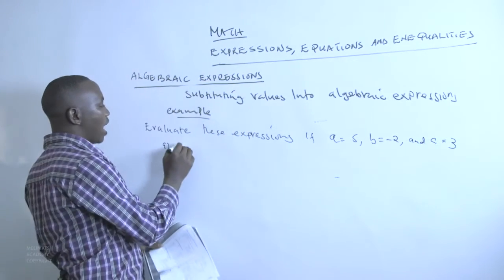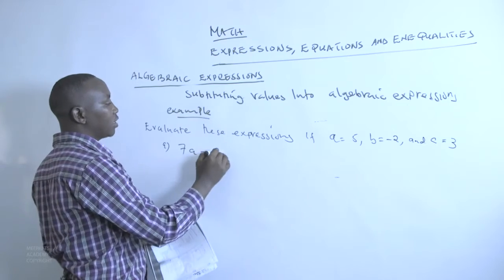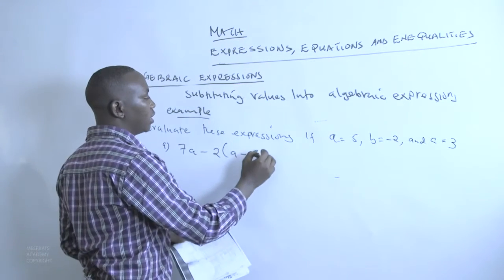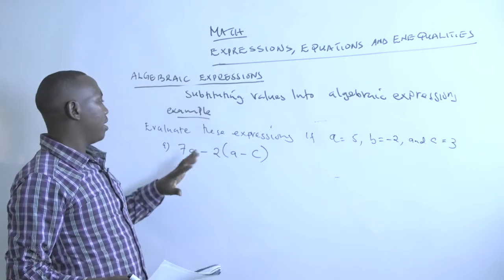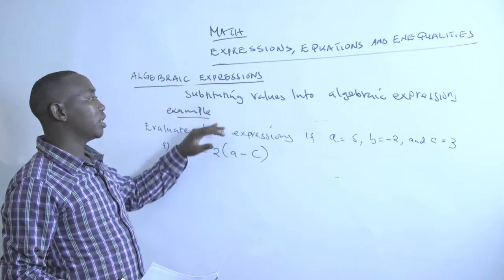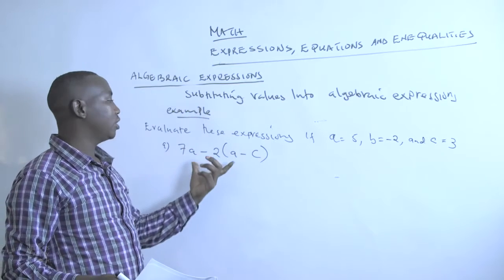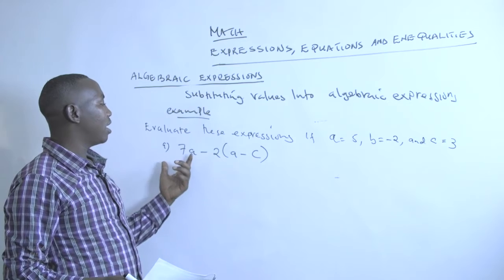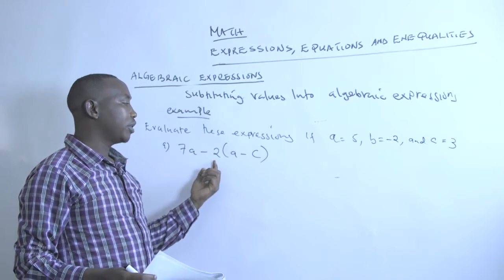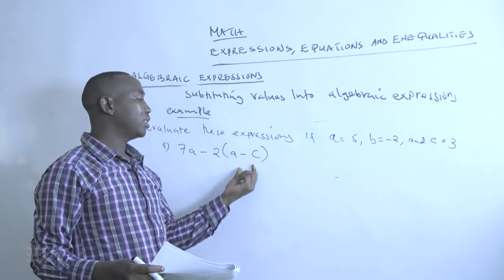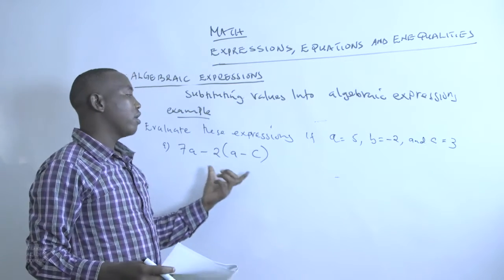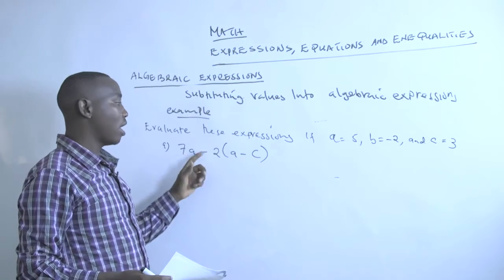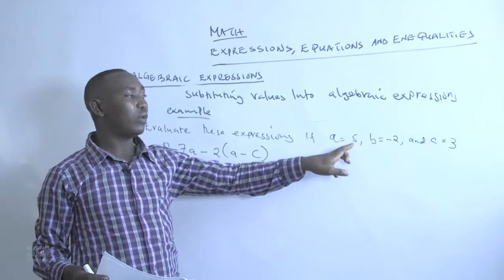Part A of the equation, we have 7A, subtract 2 into A minus C. In this particular question, we are supposed to substitute the values of the pronumerals into these particular expressions. If you look at this expression, we have 7A, subtract twice of the difference of A and C. The first step in solving this particular expression is by doing the substitution. Where there is A, we put the value of A, which is 5.